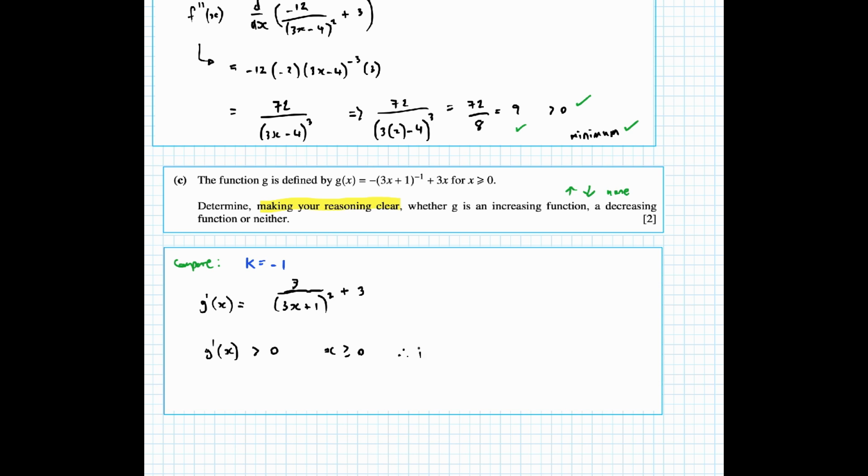So when we're dealing with this, is it increasing, decreasing, or no movement? This is an increasing function. Because x is greater or equal to 0.